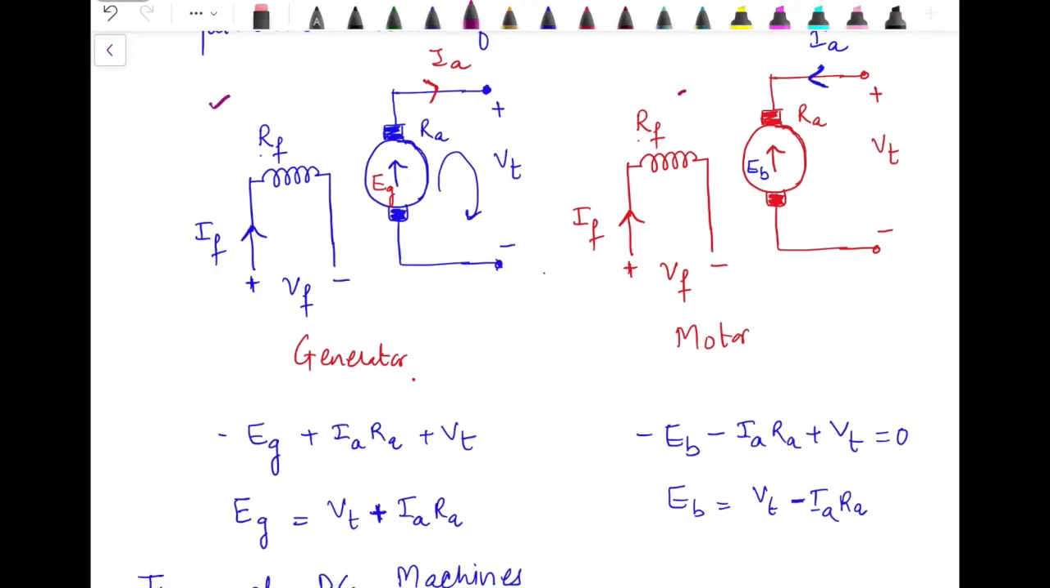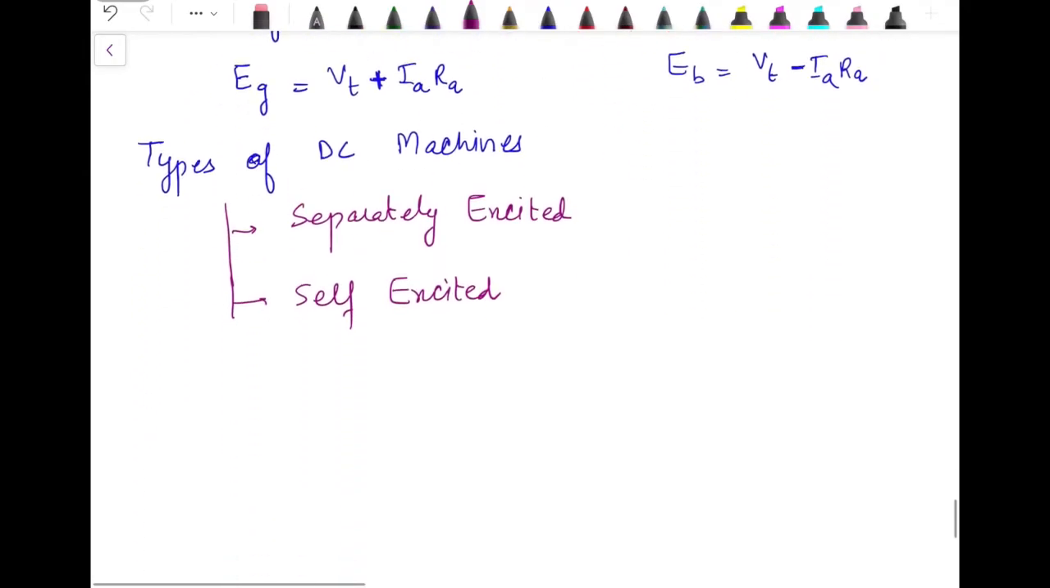This is actually the representation of a separately excited machine. If the machine is working as a motor, then we need a different DC source for the field winding and a different DC source for the armature winding. And if it is working as a generator, we need to give the supply to the field from a DC source which has no connection with the output from the armature of this DC generator.